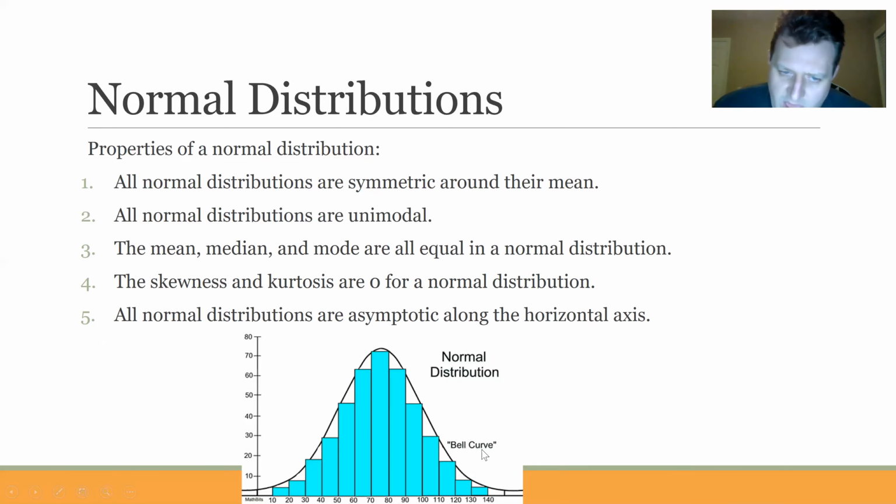This normal distribution gets closer and closer to the x-axis. But if we were to go further and further away, it gets closer and closer, but it never quite touches it.